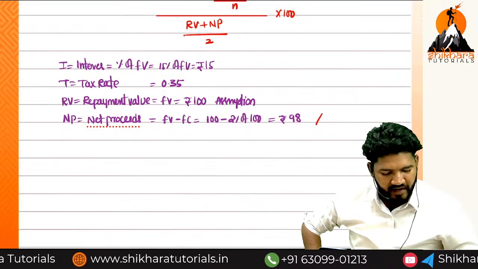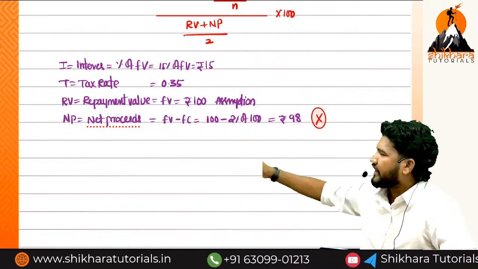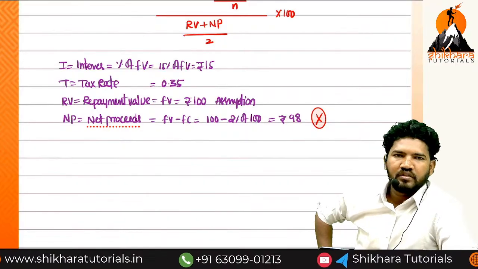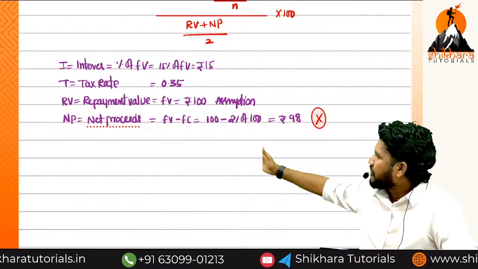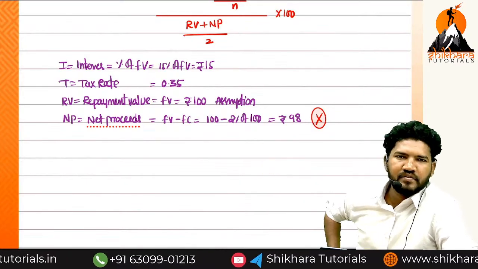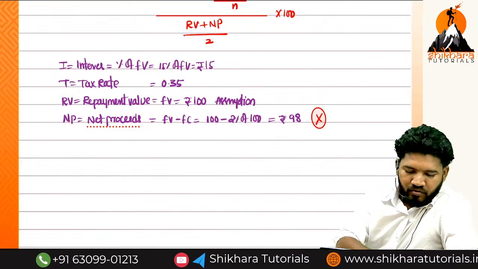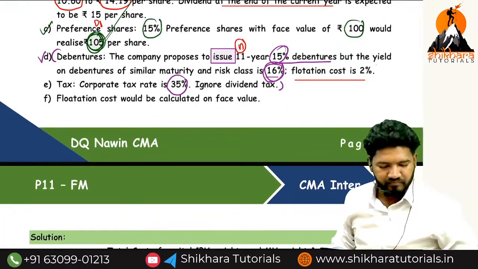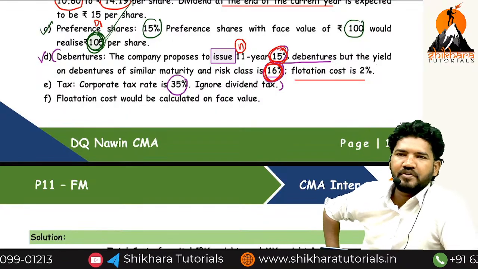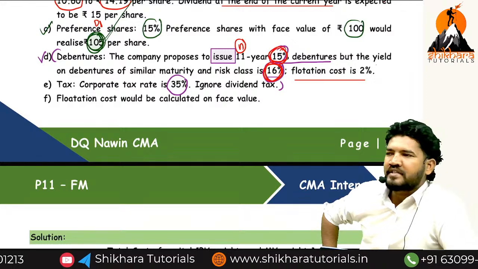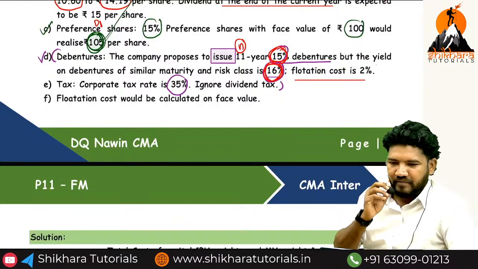So this is a wrong calculation. Write down, this is a wrong calculation. Why? Because everyone thinks like that only. Repayment value information is not there, that's why you take face value as an assumption, and net proceeds information also is not there. Everyone does that only. But here they provided information: 16% is the information for net proceeds calculation as per CA material. Understand the concept clearly.